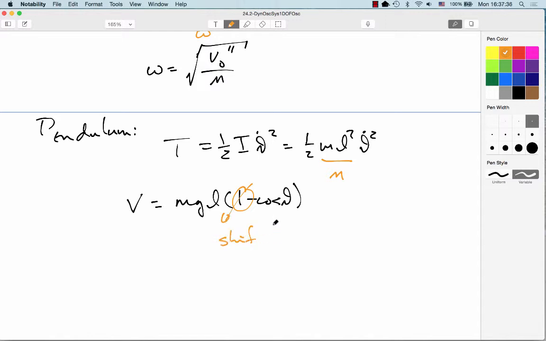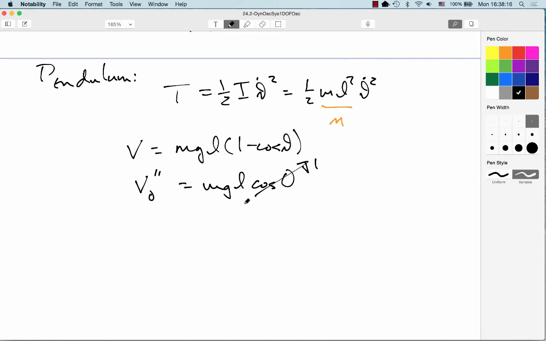Actually, we won't. I take that back because cosine of 0 is 1. So that's why I had it in there. That already was the shift. All right, my apologies. So anyway, we take the second derivative and evaluate that at the equilibrium position. So we'll have an mgl. And let's see, derivative of cosine is minus the sine, so it gets rid of that minus sign. Derivative of sine is cosine. So we're just left with cosine. We evaluate at equilibrium, which is cosine of 0, which is equal to 1. So we get that our V naught double prime is mgl.